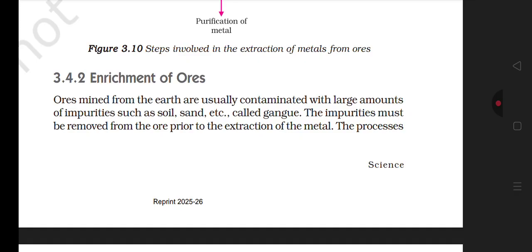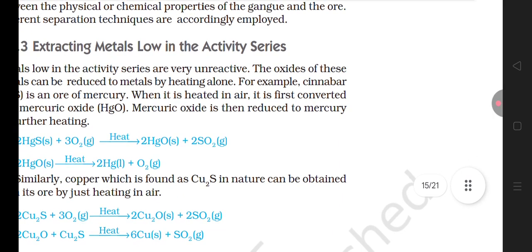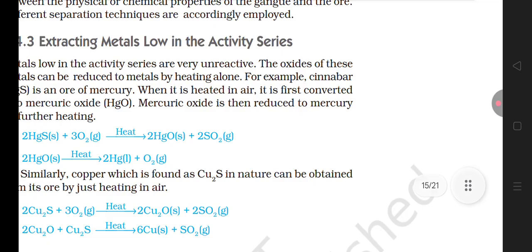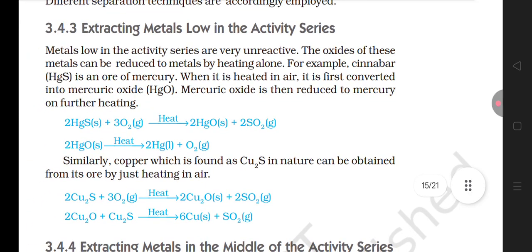So this was a very small section. Now we have extracting metals low in the reactivity series. Metals low in the activity series are unreactive. The oxides of these metals can be reduced to metal by heating alone.